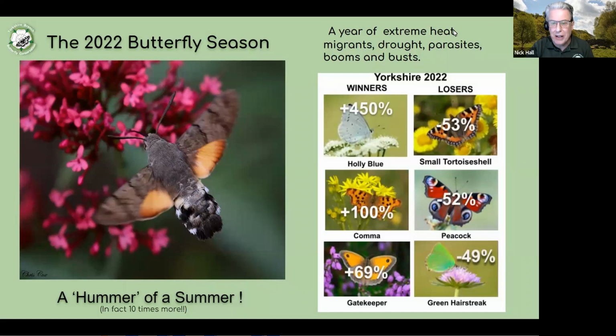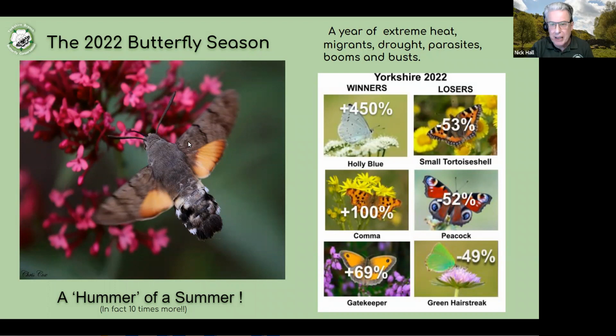It was also a very good year for migrants, but not migrant butterflies, migrant moths. And you might have seen Charlie Fletcher's moth roundup of the year. It was very much dominated. The headlines were dominated by huge numbers of new migrants appearing in the UK. It was a record year for migrants appearing.